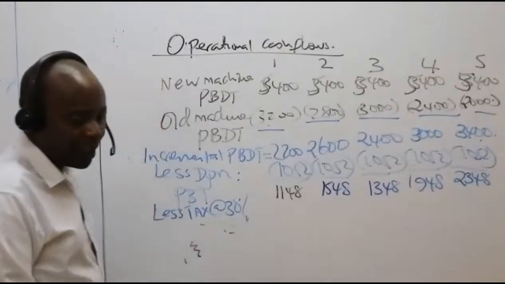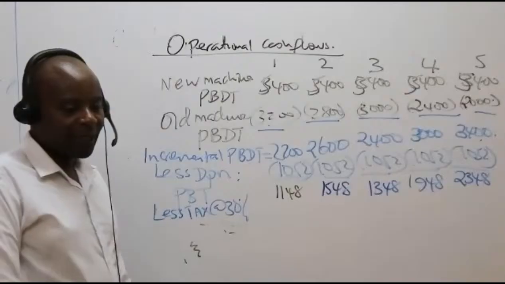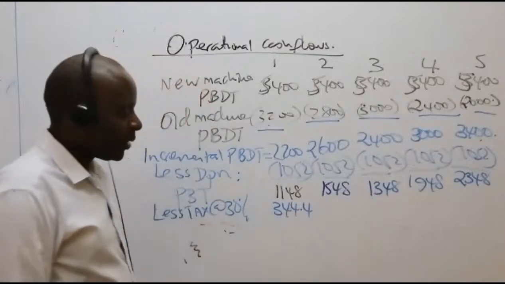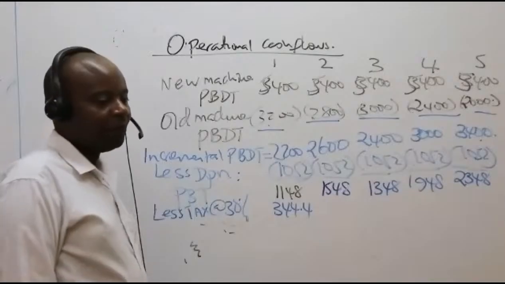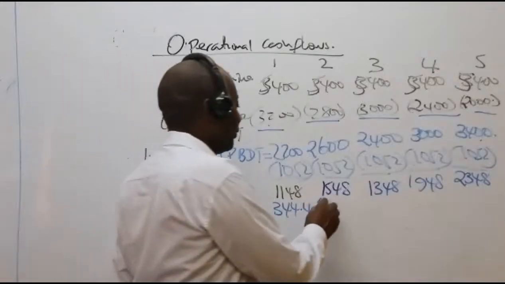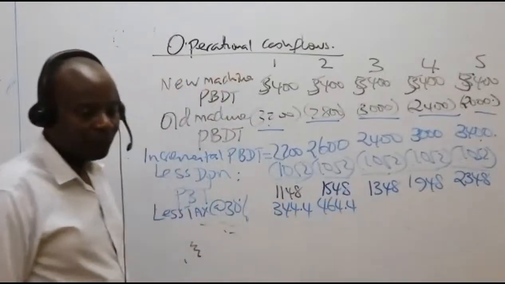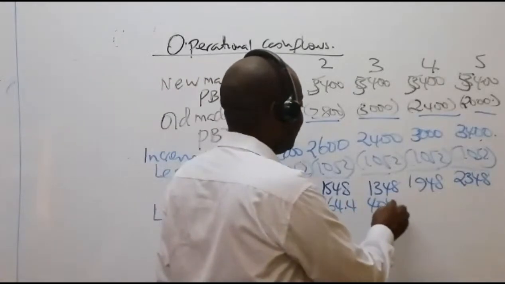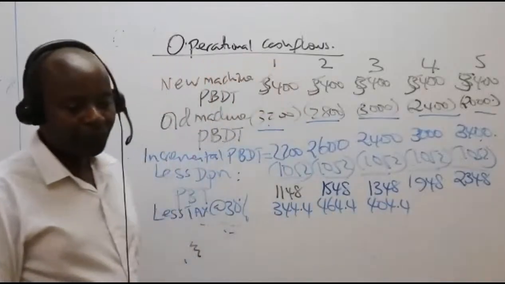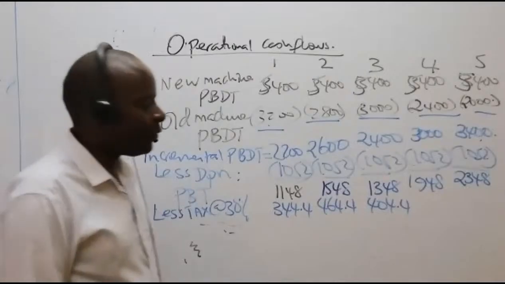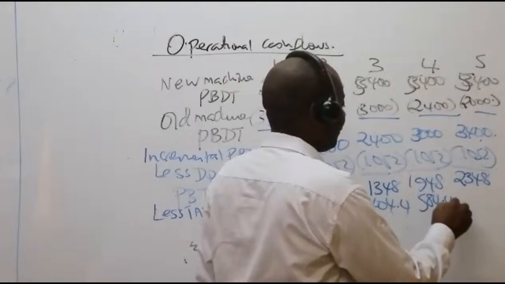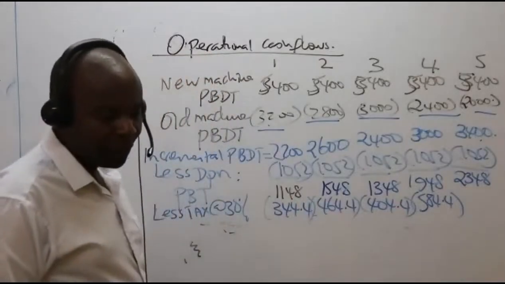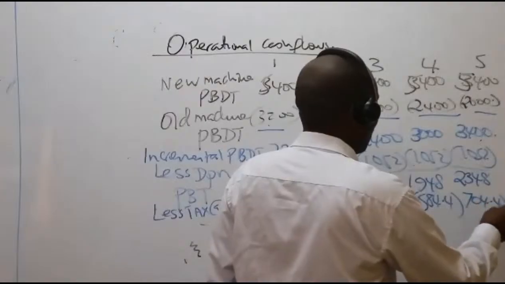So 30% of 1148 gives me what figure? This gives me 344.4. Then 464.4, 404.4, 584.4, and the last one, 704.4. So subtract like that.